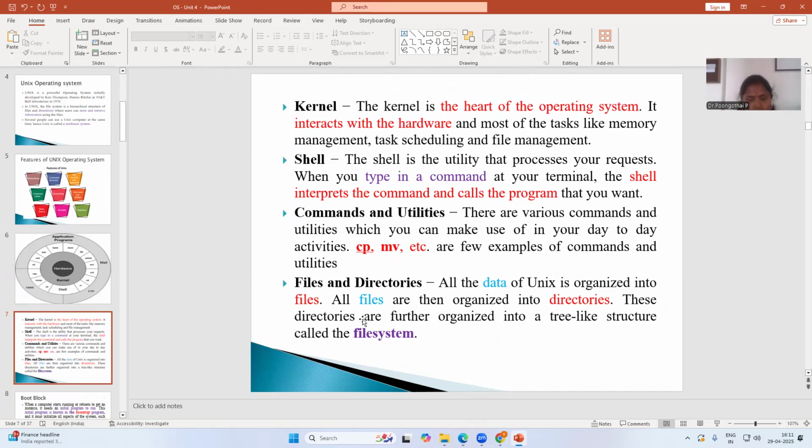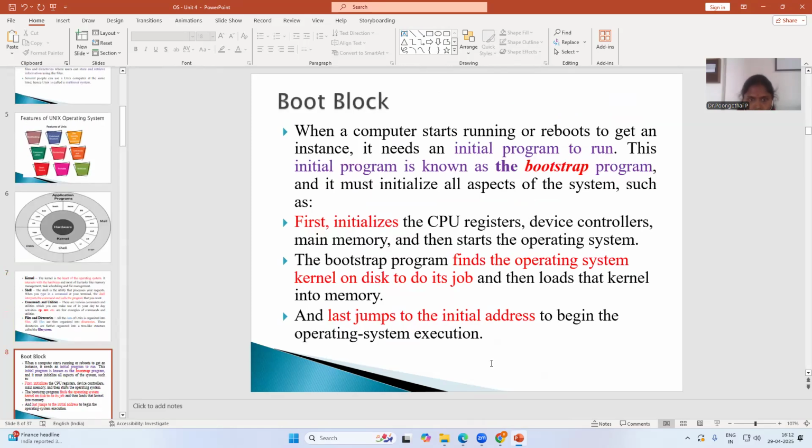Files and directories. All the data of Unix is organized into files. All files are then organized into directories. These directories are further organized into a tree-like structure called the file system.